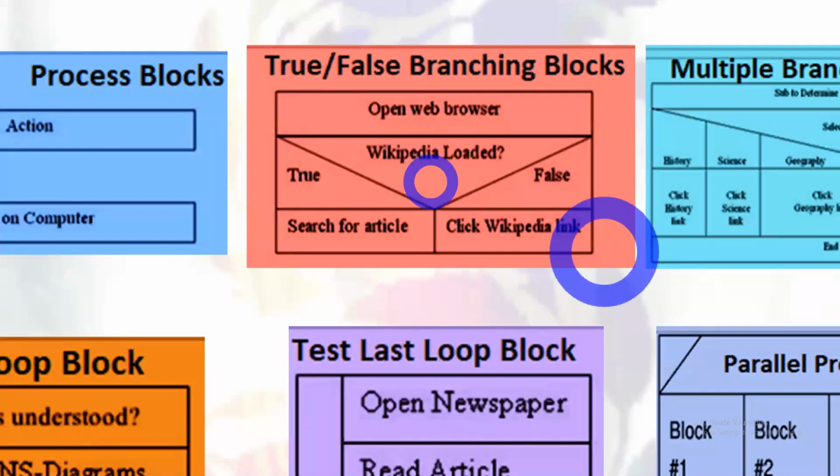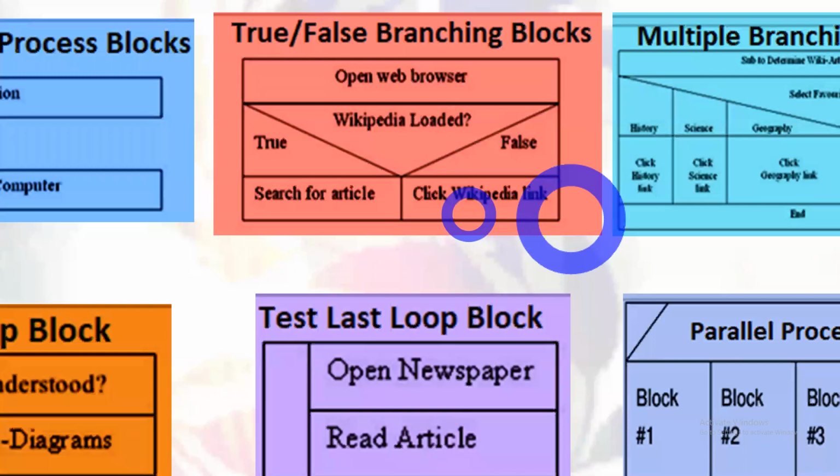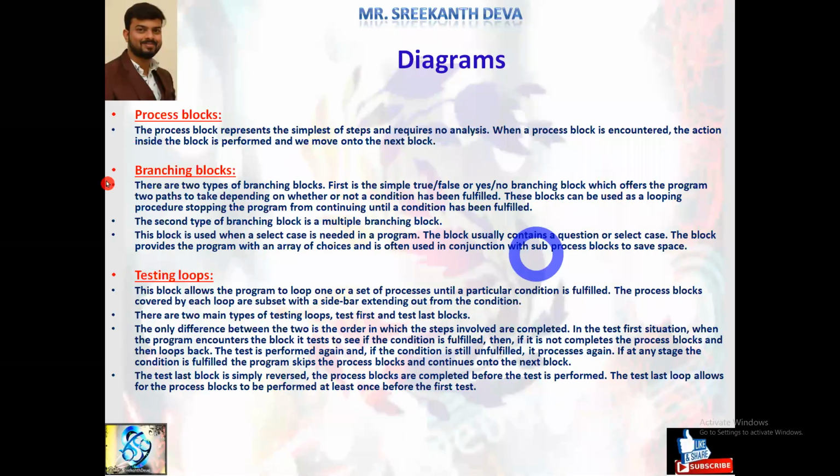For example, open web browser, whether it is loaded or not. If it is true, it executes something. If it is false, it executes something else. This is another way of representing true or false branching blocks. Not only process blocks, we can also represent branching blocks. The second type of branching block is the multiple branching block.